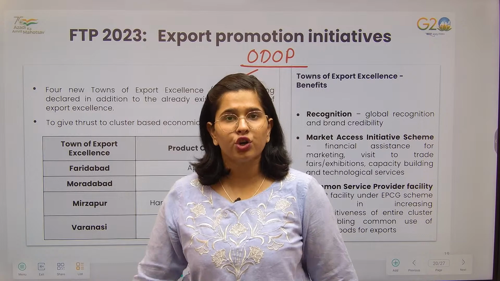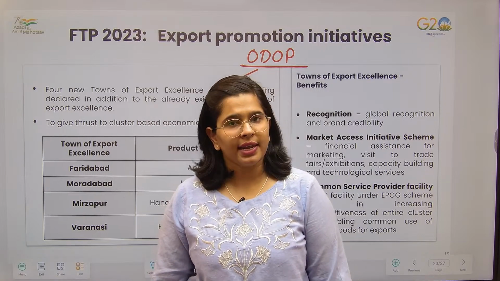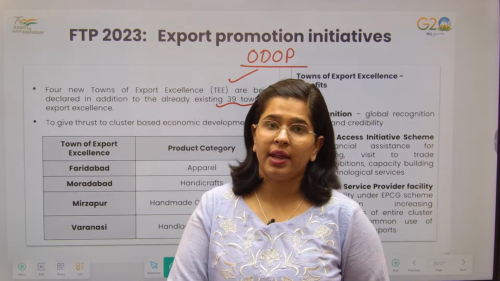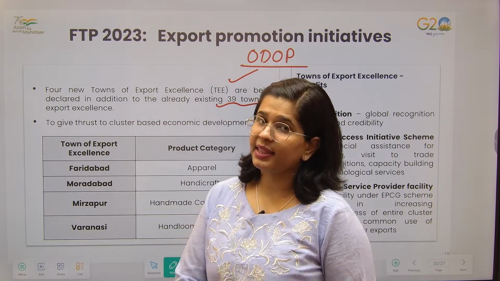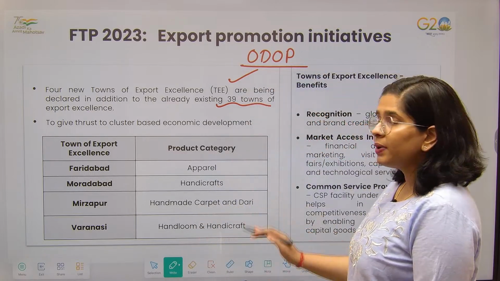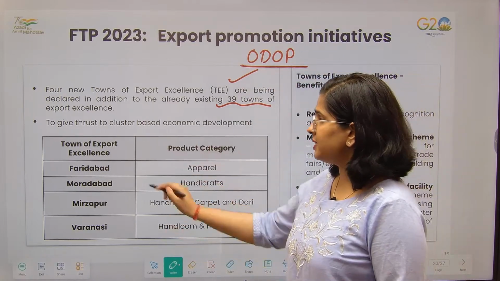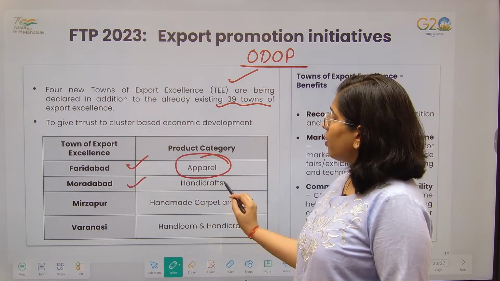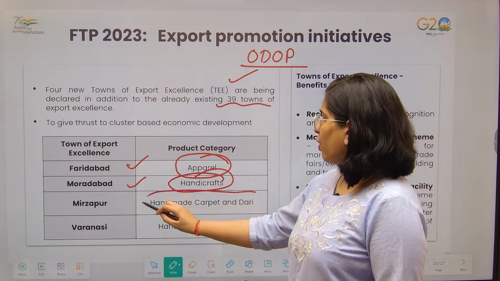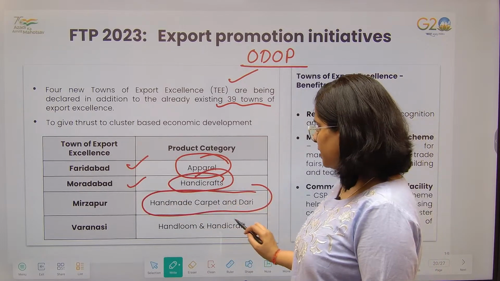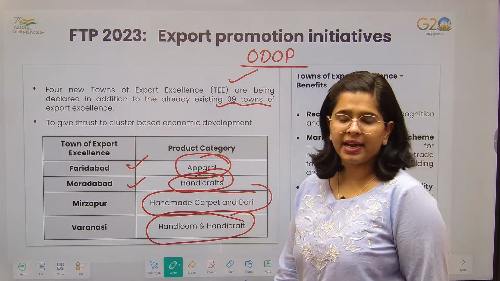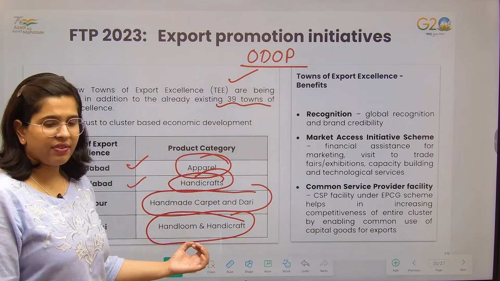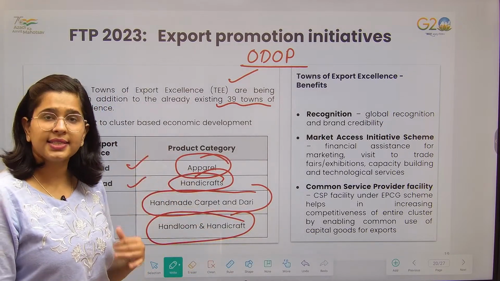Obviously, we have a huge domestic market, correct? So it is anyways going to help the economy, but at the end of the day, we can have a good export potential as well in these particular districts. So with that particular intention, towns of export excellence: Faridabad for apparels, Muradabad for handicrafts, Mirzapur for carpet and dari, and Varanasi for handloom and handicrafts, right? So all these towns, one product has been identified and now they have been asked to excel in that.